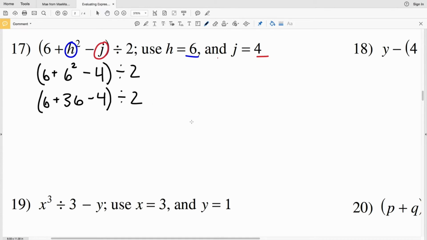divided by 2. In this next step, we still have to do what's inside of the parentheses, but addition or subtraction, it doesn't matter which one we do first. So let's go ahead and do subtraction first and do 36 minus 4. That means we're going to be left with 6 plus 36 minus 4 is 32, and that is divided by 2. So still working within the parentheses, we're going to do 6 plus 32, which is going to give us 38.